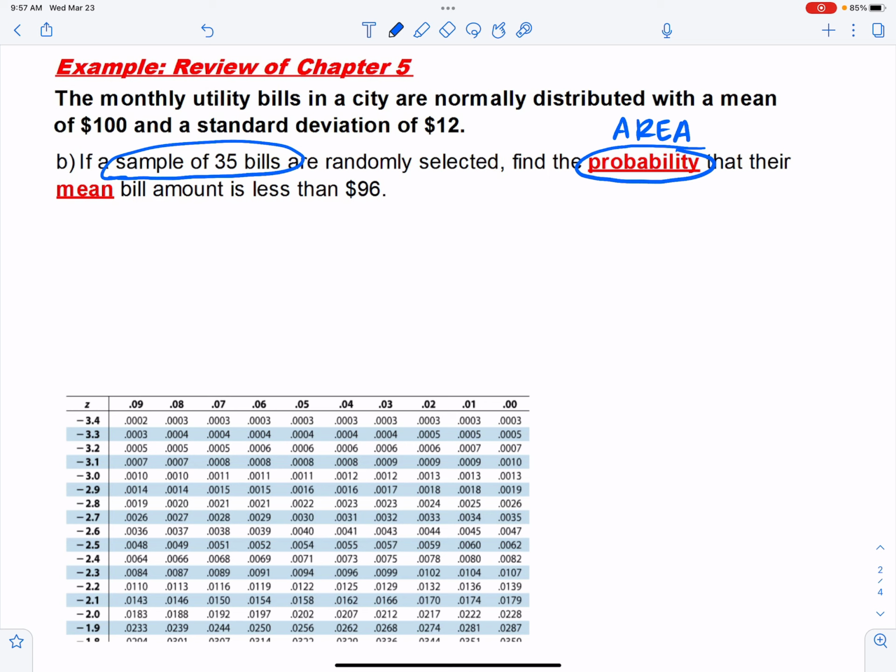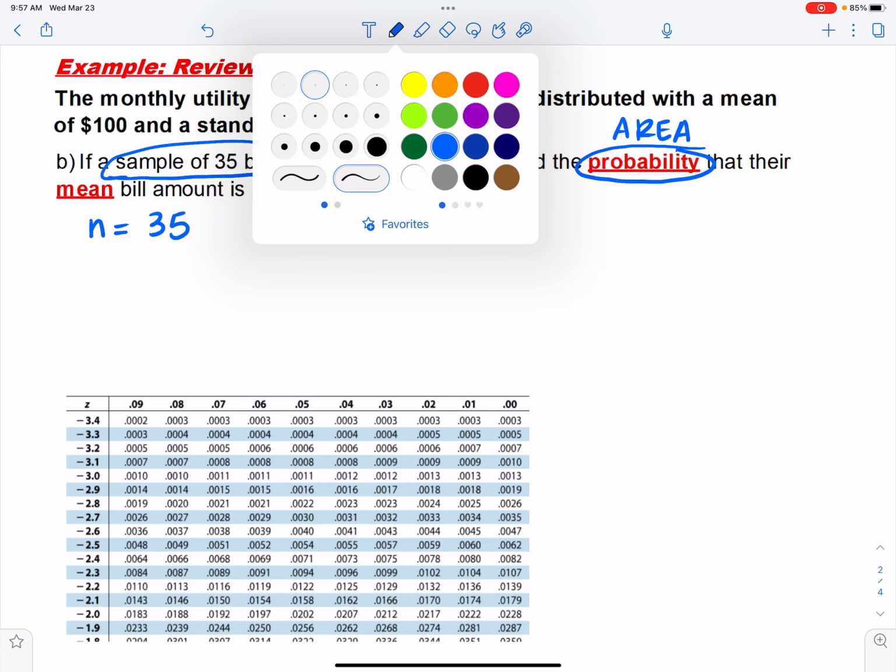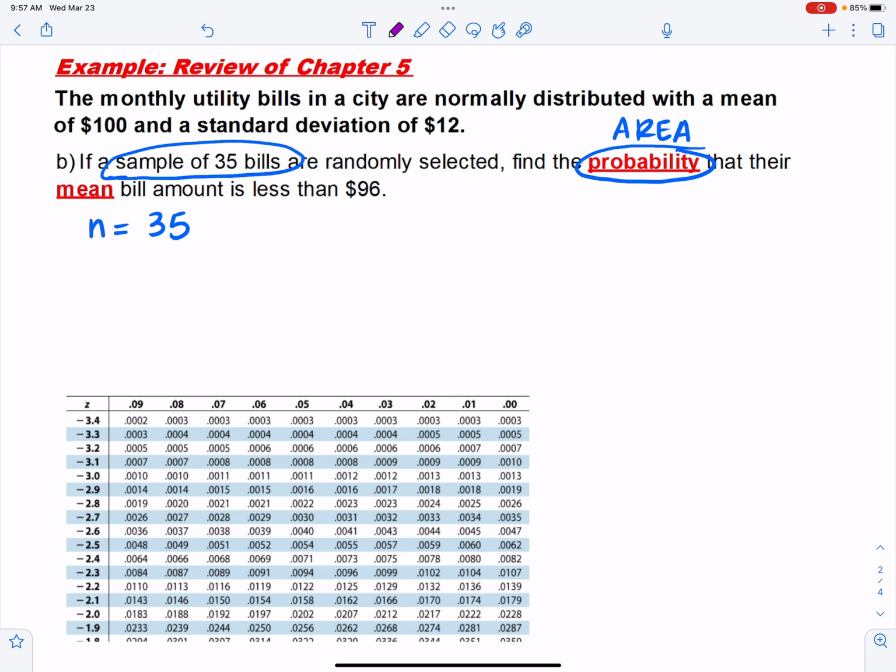So the first thing I want to note here is I'm not looking at one value. I'm looking at a sample, and my sample size N is equal to 35. The other thing to note is that because I'm not looking at an individual bill amount, I'm finding the probability for the mean bill. Now, a bill amount, that's X, but a sample mean bill amount is a value of X bar. And then lastly, direction. This is going to be less than, so we know we're looking for an area to the left.